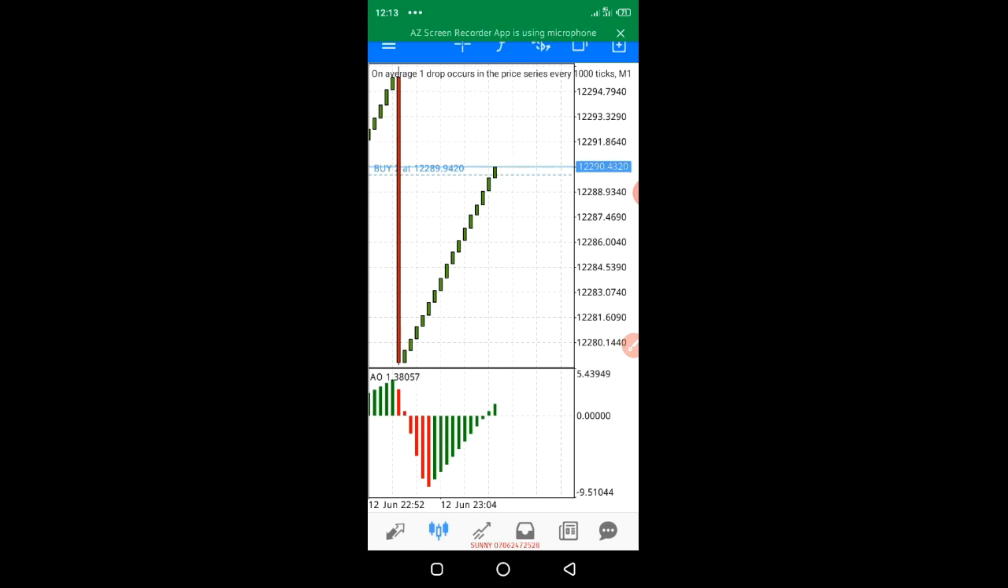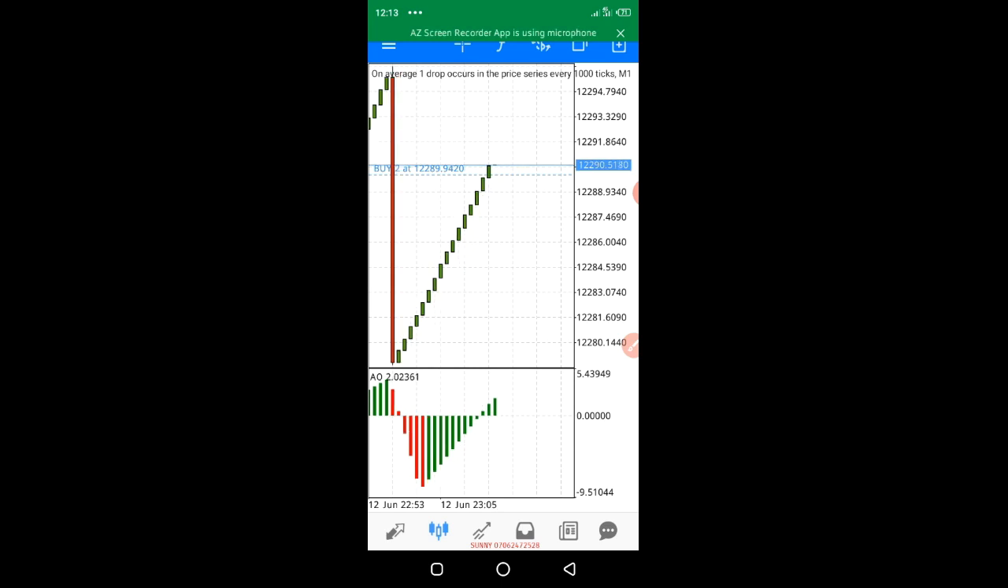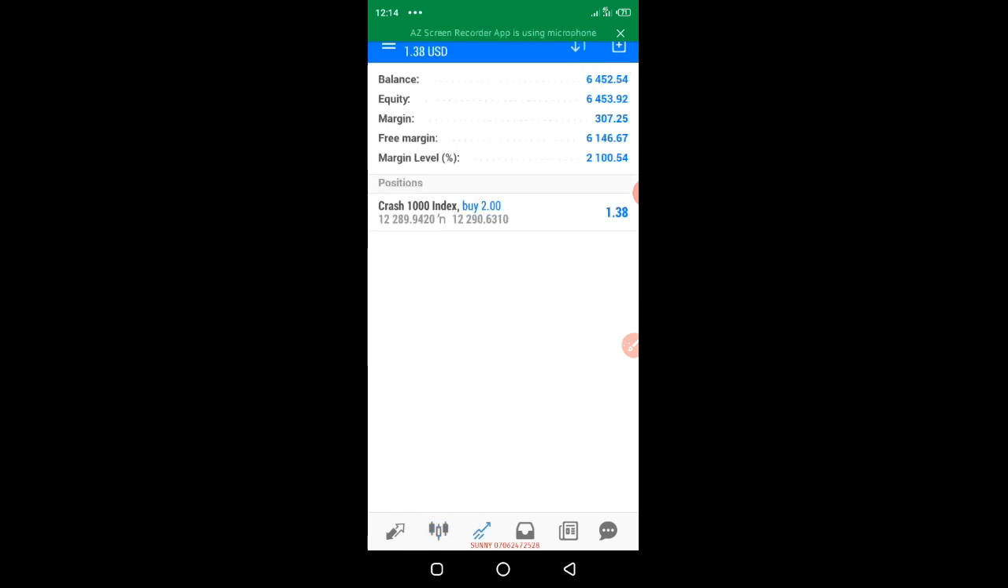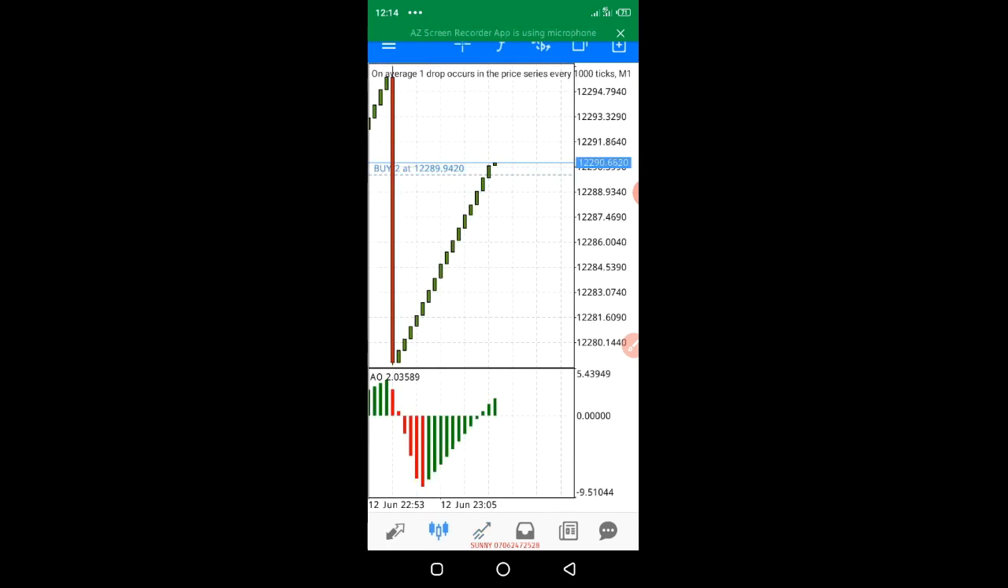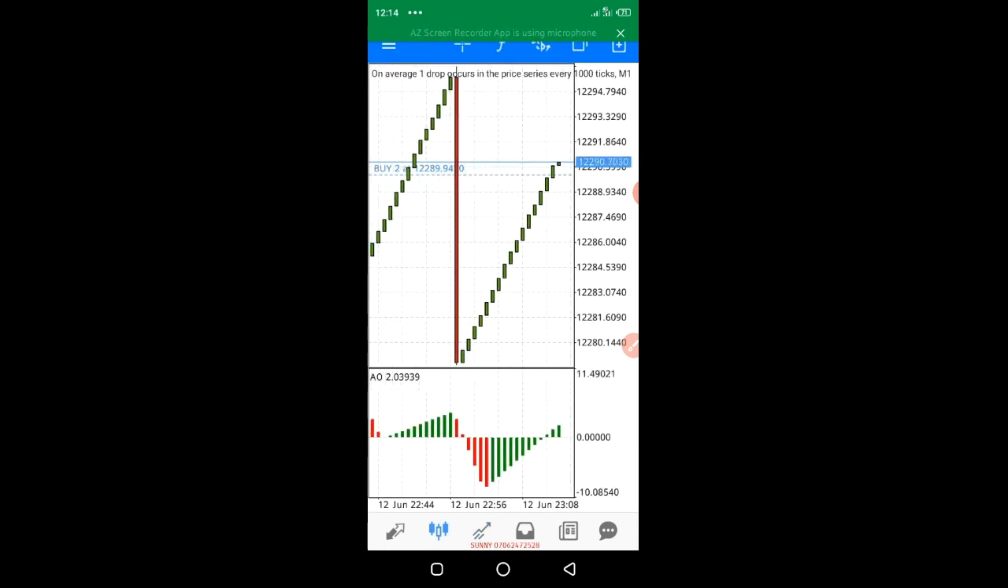We are on crash 1000. You know, crash 500 gives more money than crash 1000. That you should know. And this is 1 candle. We didn't even buy it from the start, but I'm just going to take it like that. That is 1 candle. Let's see how much we have made. We have made $1.38. Okay, we are going on to the second candle.